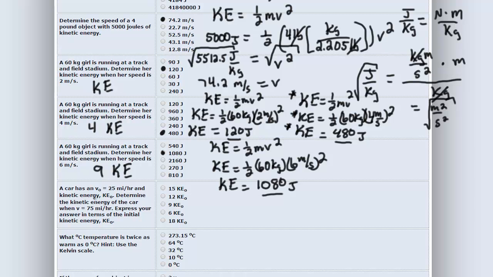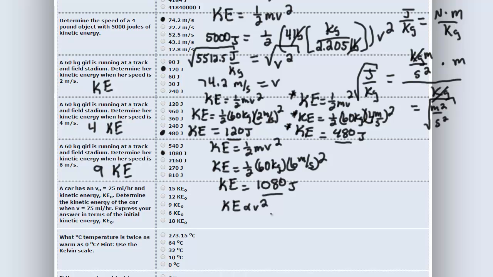A car has an initial speed of 25 miles an hour and a kinetic energy of KE sub 0. Determine the kinetic energy of the car when it's traveling at 75 miles an hour. So when the car is traveling at 25 miles an hour, it has a certain kinetic energy. So now it's traveling 3 times as fast. 3 times as fast, the kinetic energy is proportional to the speed squared.